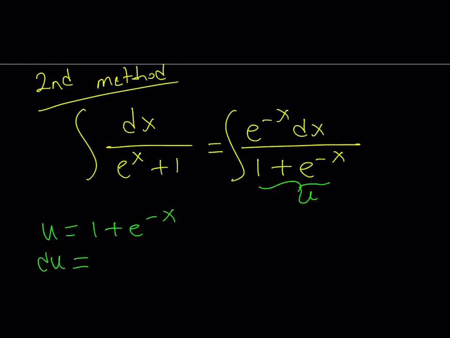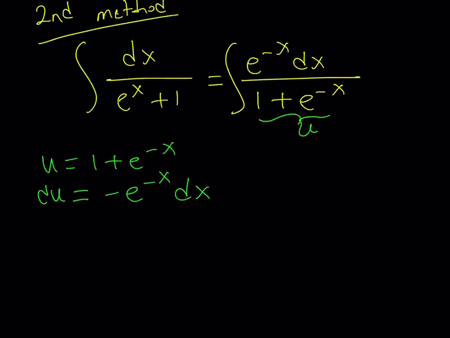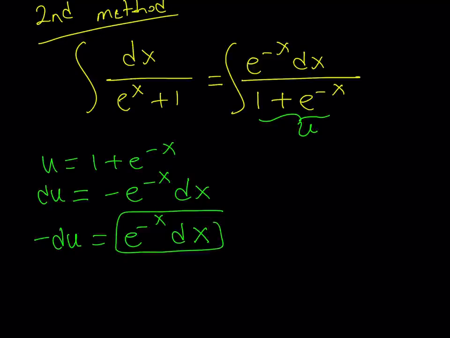So the derivative of 1 is 0. The derivative of e to the power negative x is itself times the derivative of negative x, which is negative 1. In other words, it is negative e to the power negative x. And of course, you have to multiply by dx to get the du. So we don't have that in the numerator, but we have the opposite. So this gives us negative du equals e to the power x, e to the power negative x dx. So I can replace e to the power negative x dx with negative du here.